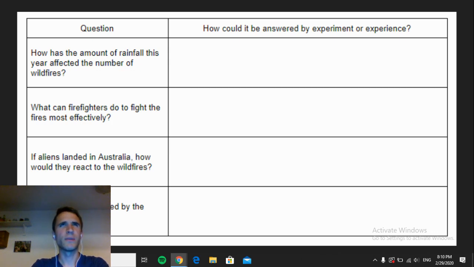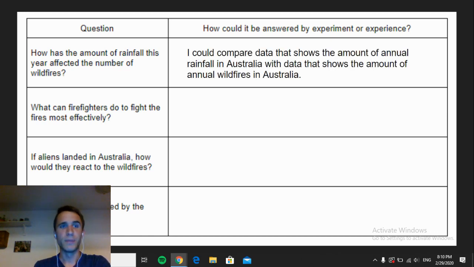So my question is, how would I be able to answer that question? Well, I guess I would need data about the amount of rainfall, and then data about the number of wildfires, and I want to compare the data to see if there's a relationship, right? I could answer this by experiment or experience. Either I could run the experiment myself and collect all the data, or through experience, I could find someone else's data they've already collected and compare it that way. Either way, I'm able to empirically test it. I'm able to find out the answer through experiment or experience.